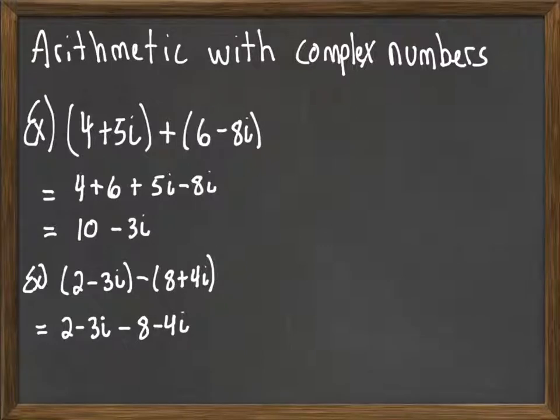We have 2 minus 8, which would be negative 6. And then a negative 3 minus 4 would be minus 7i. And that's all there is to adding or subtracting complex numbers.